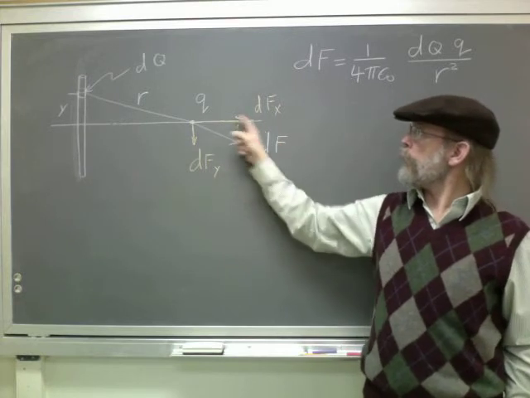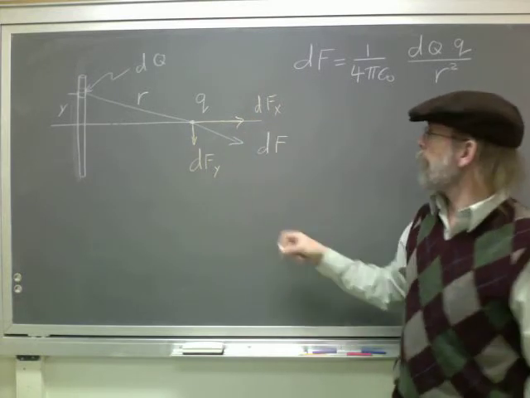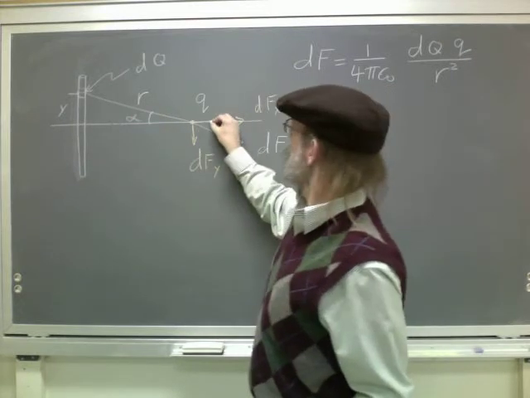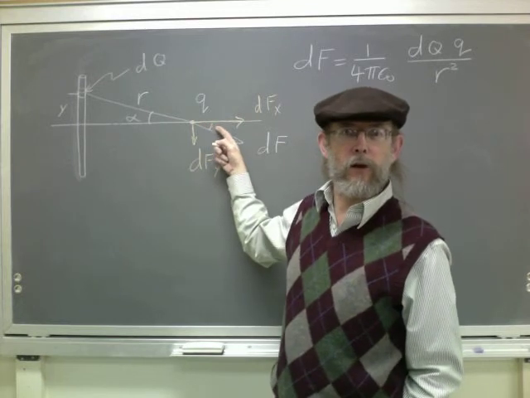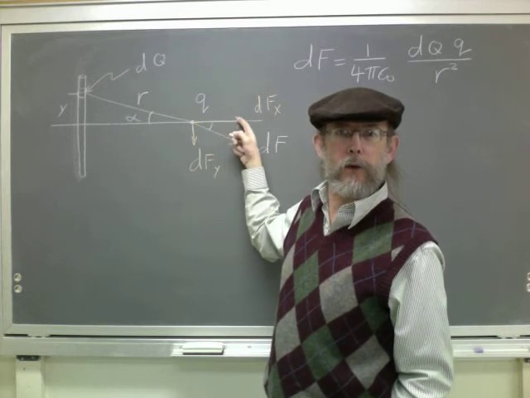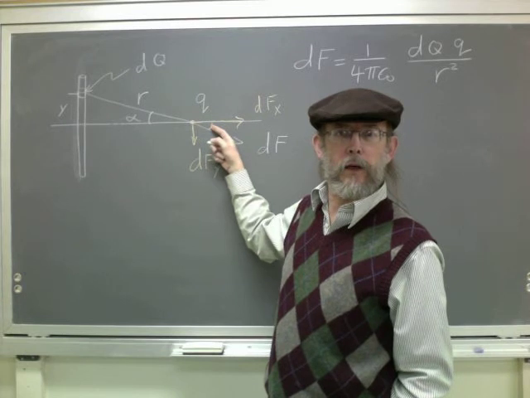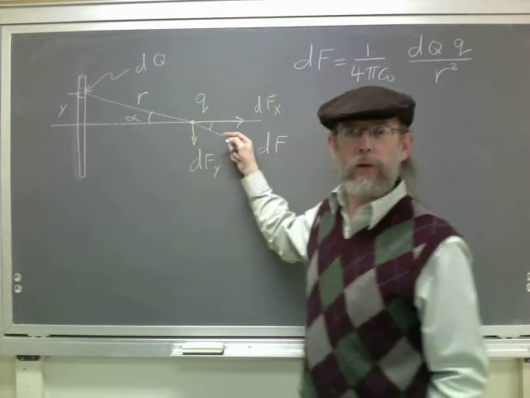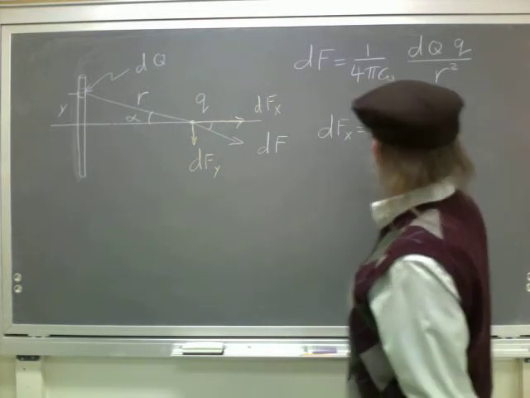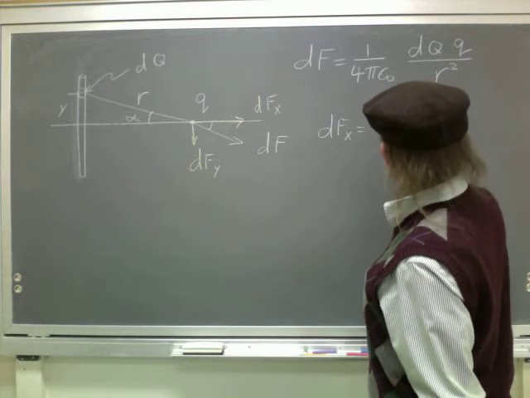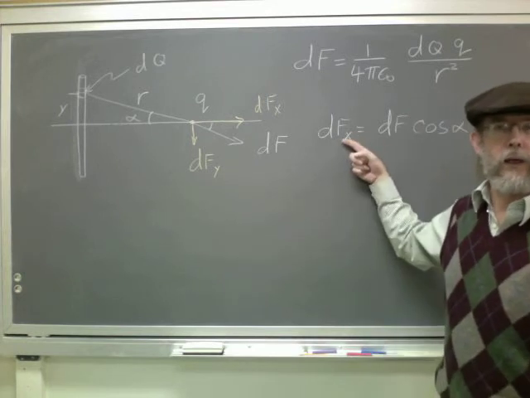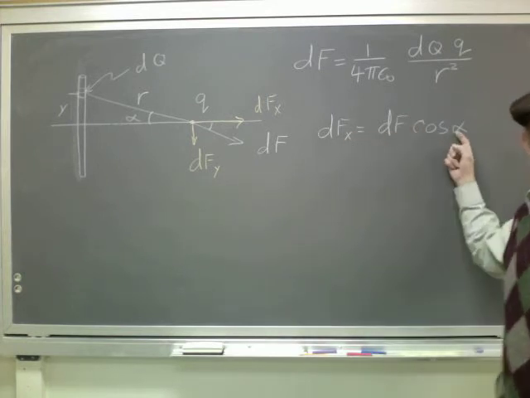In fact, later I'm going to want to find the size of dfx, and as you can see from this triangle, if we call this angle alpha, then that angle in here is also alpha, and the component dfx is the side adjacent to the angle alpha, and so that would be given by the cosine function. So dfx is equal to df cosine of alpha.